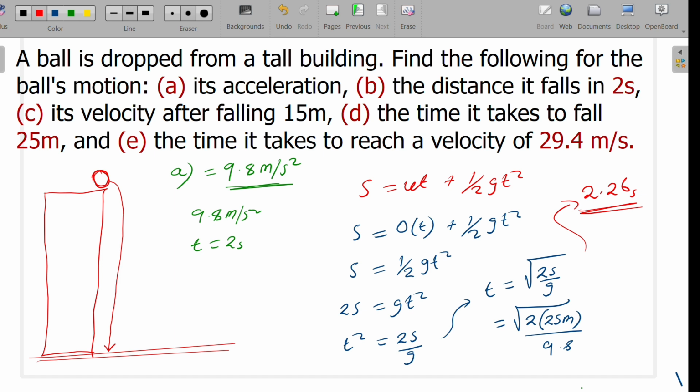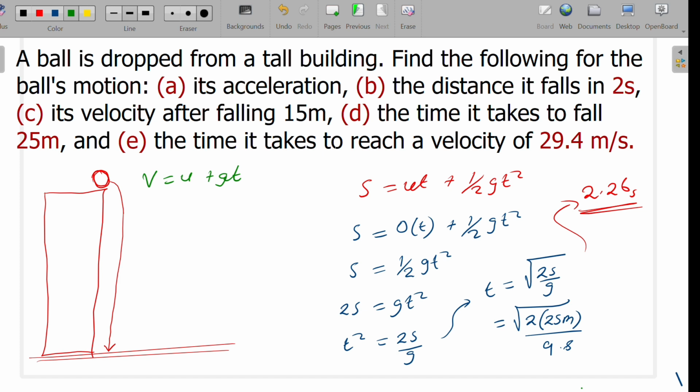And then we go to the last one, which is asking for the time it takes to reach a velocity of 29.4 meters per second. For this one, we can use the simple formula, which is just V is equal to U plus gt. Remember, we are looking for the time it will take to acquire a certain velocity, which is 29.4 meters per second. Our initial velocity is still 0, and our acceleration due to gravity is still 9.8. So in this case, let's put this as gt.